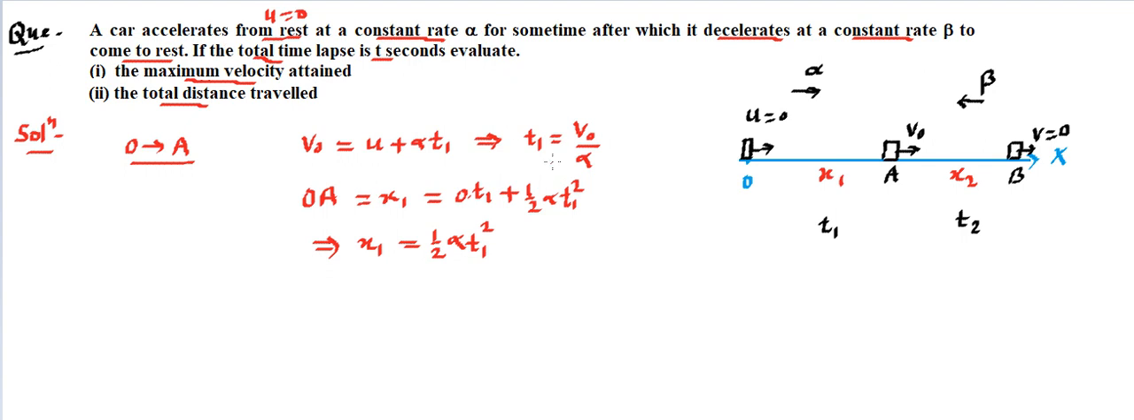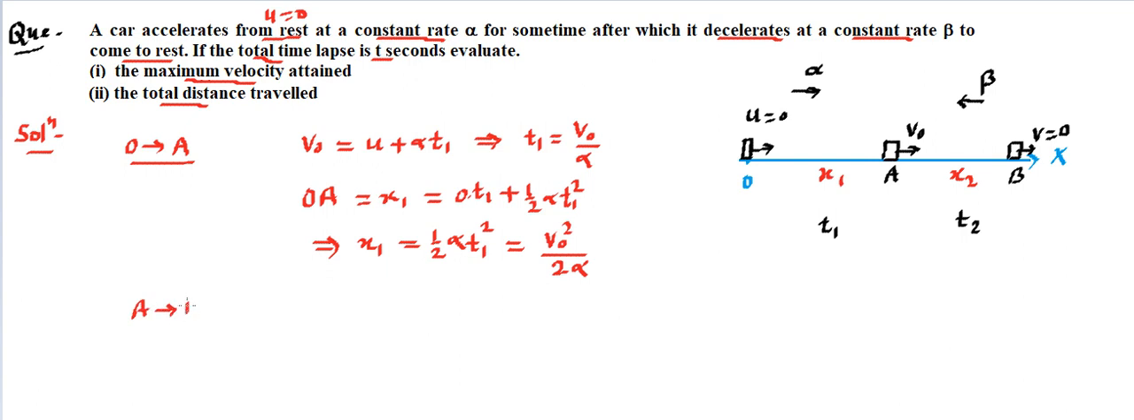Or we can simply replace the value of t1 from this expression. So this x1 can be converted into v naught square divided by twice alpha. That's what I'm writing directly. So this has been the description for the O to A journey of the object. And then we need to see the journey that runs from A to B.